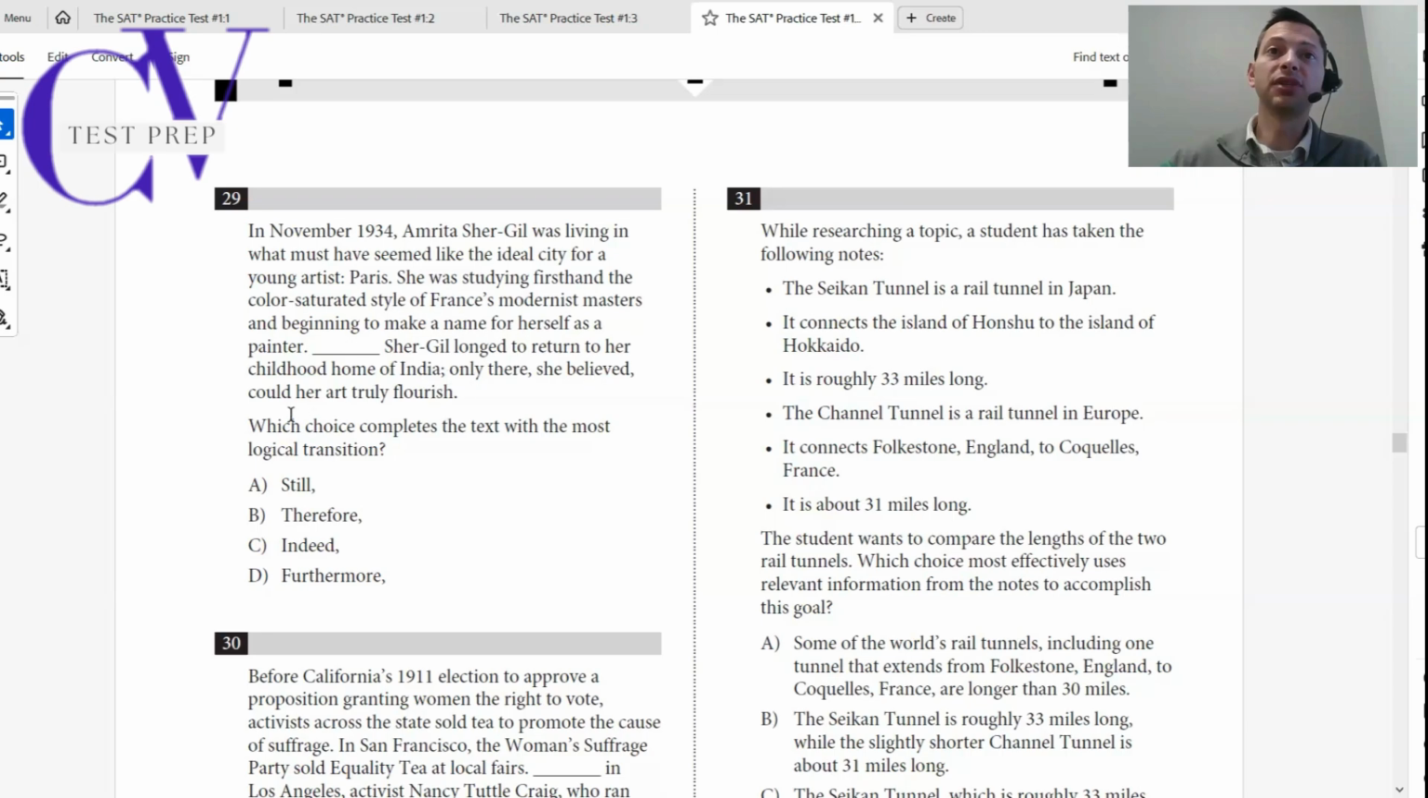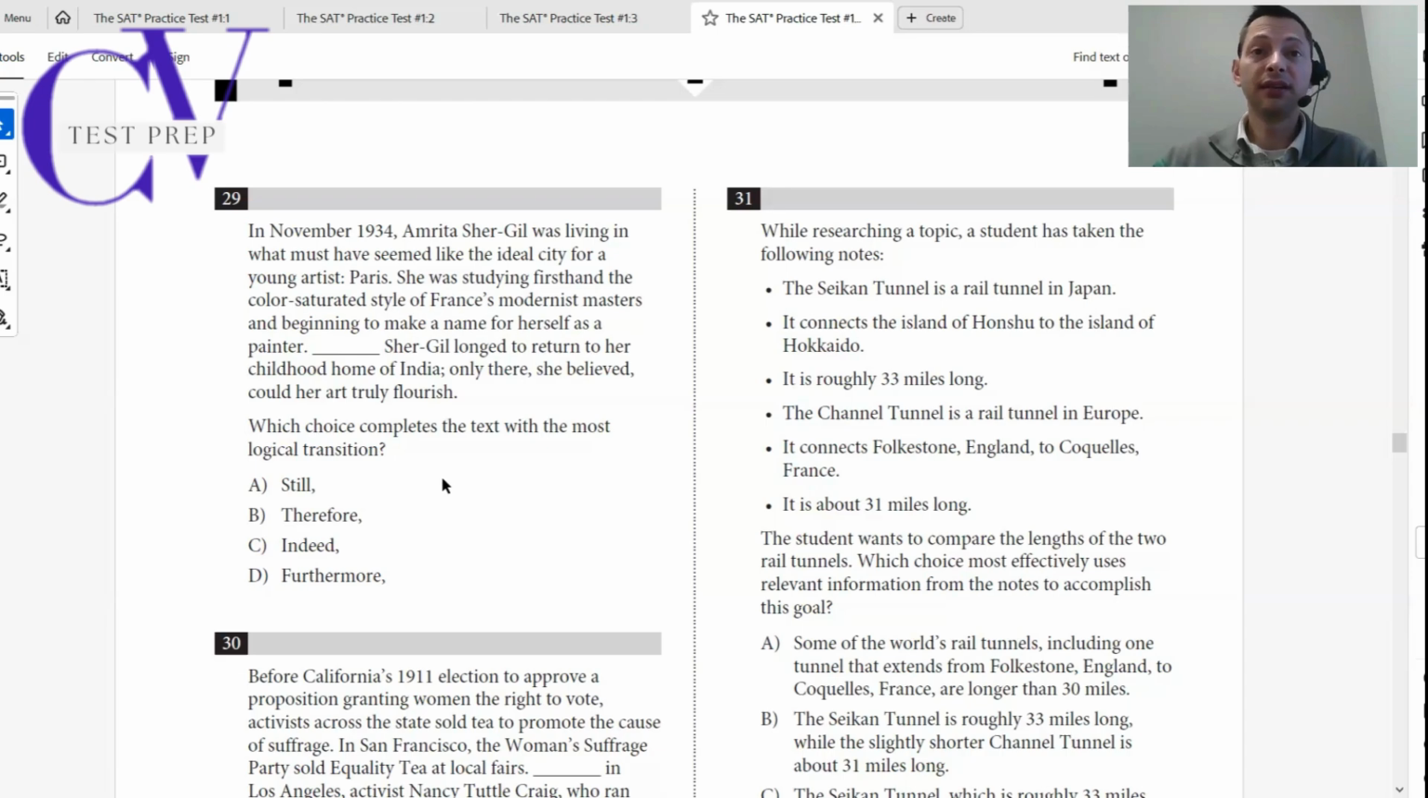Only there, she believed, her art could truly flourish. So now they're saying she longed to return to her childhood home of India. Well, the first sentence is saying how she's actually in the ideal location for an artist, and this next sentence is saying she wanted to go back to India where her art can flourish. So it's sort of contrasting the previous sentence, right? The previous sentence is saying she's in the ideal city of Paris for art, and here it's saying she longs to go home in order to finish her art. So it would be contrasting.